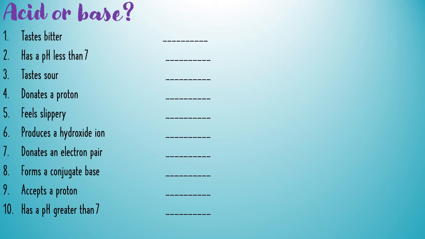And so this is just a final review. Let's see how you do. Taste bitter, base. pH less than 7, acid. Taste sour, acid. Donates a proton, donates an H plus, acid. And what definition is that? Bronsted-Lowry.